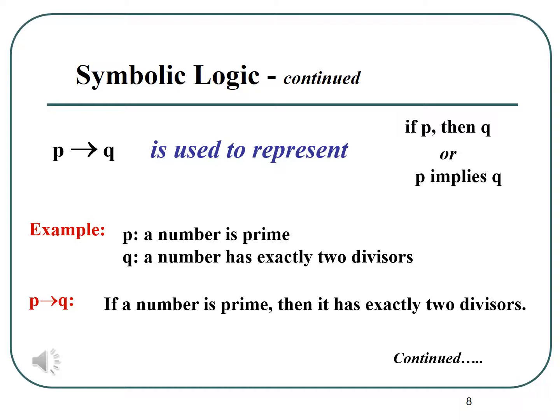Writing this in conditional form, and this would be a true conditional statement, when you have P implies Q, in English, that would translate to, if a number is prime, then it has exactly two divisors.